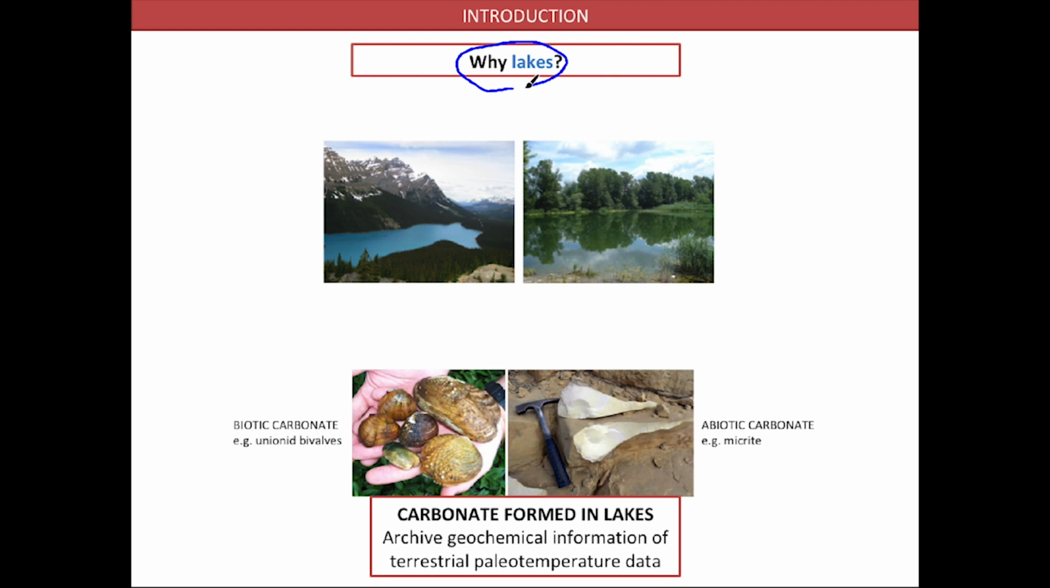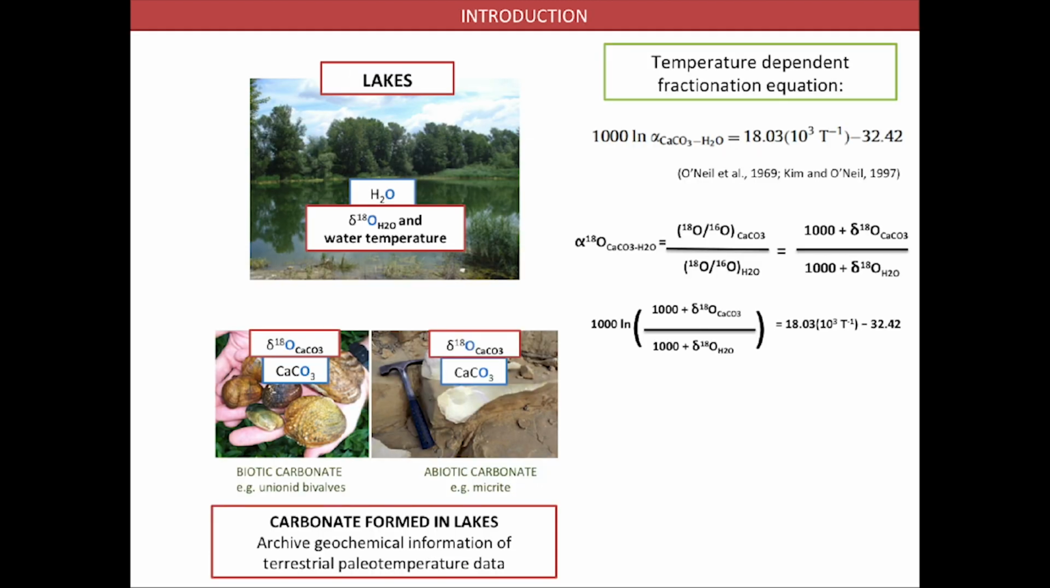And why do they use lakes? Lacustrine carbonates, both biotic and abiotic, archive abundant geochemical information of terrestrial paleotemperature data. The oxygen isotopic composition of carbonate, or calcium carbonate, is dependent upon the bulk delta 18O composition and the temperature of the water in which it formed. This is described by this temperature-dependent fractionation equation.